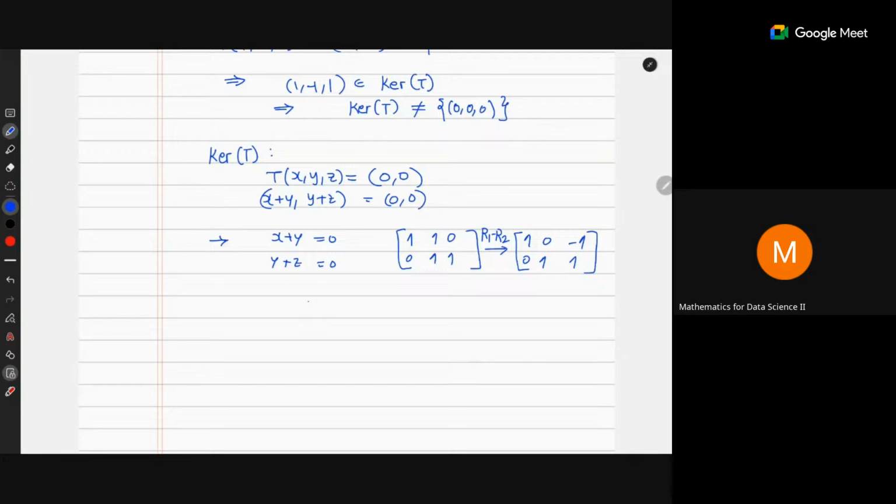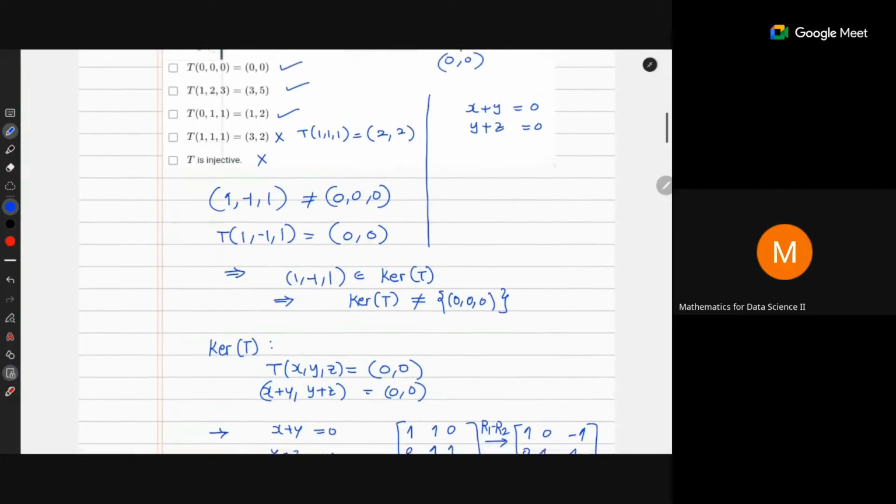Now we got this RREF form, so let's solve it. You can clearly see that y is equal to minus z, and x is equal to z. This is your solution to the null space calculation. So the kernel of T would be z, minus z, and z, where z is in R. So 1 minus 1 1 would be your basis, and generated by that would be your whole kernel.